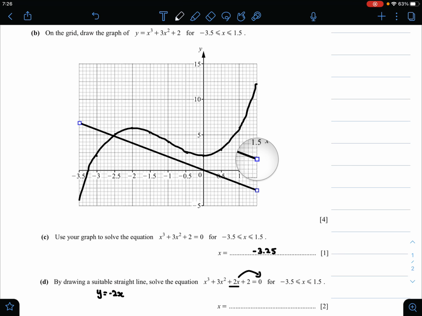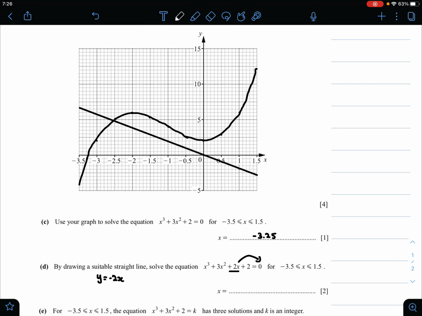So this would be the line of y is equal to -2x. Now when they say to solve this equation, we need to see where this line intersects with the curve. So that would be right here. It is intersecting at the point, my bad, negative 2.5. So negative 2.5 is the x coordinate of the point where it is intersecting. So that would be your final answer for part D of this question. Now let's move to part E.